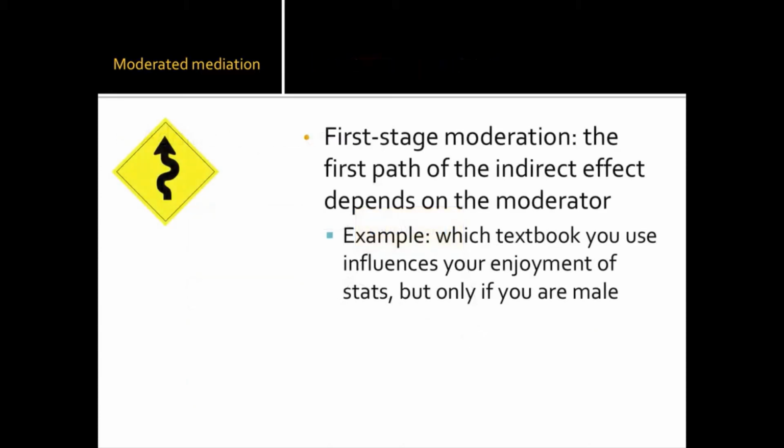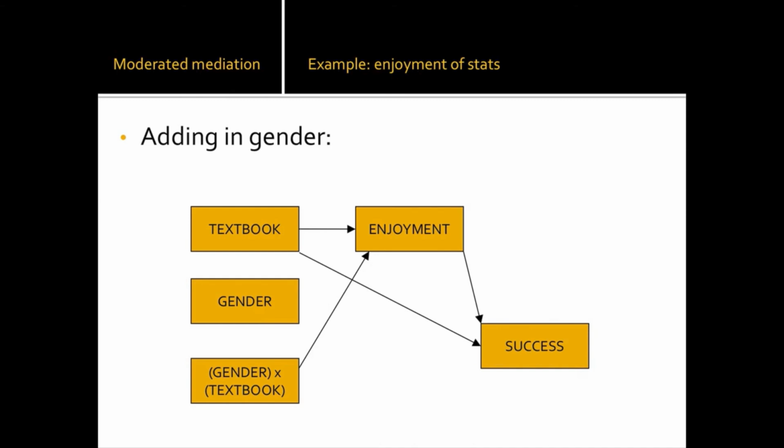What did we say about that? We said that only if you are male, which textbook you use influences your enjoyment of stats. So men, for some reason, are enjoying Tabachnick and Fidell's book, and that's influencing their enjoyment of stats. For women, that relationship is not there. So that arrow from textbook to enjoyment is only there for men and not for women. All right, so that's what that gender textbook interaction variable represents there, and the arrow pointing to enjoyment is representing that interaction or moderation.